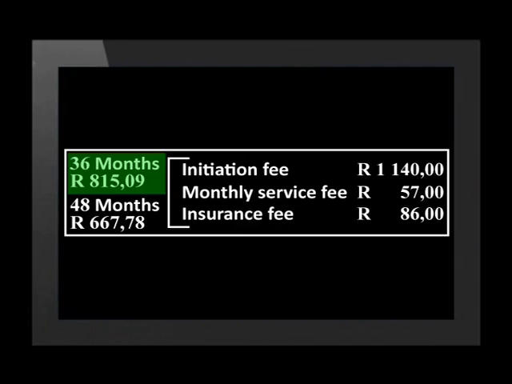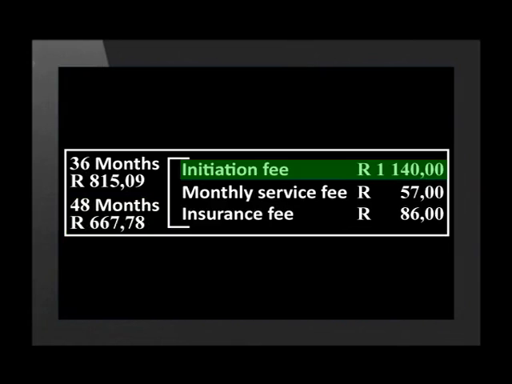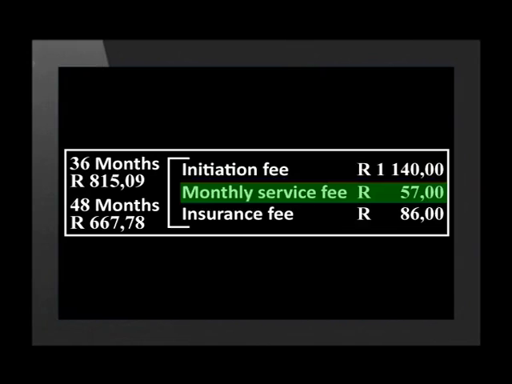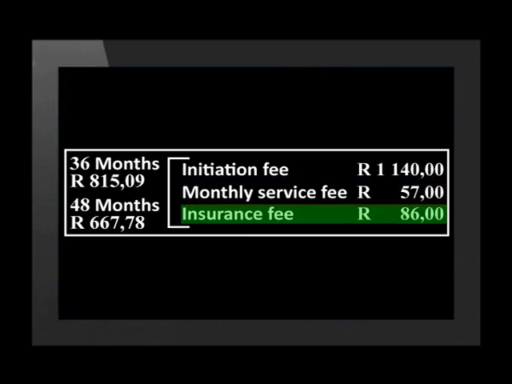The 3-year loan is paid over 36 monthly installments of 815 Rand and 9 cents. The 4-year loan is paid in 48 monthly installments of 667 Rand and 78 cents. Each of these loans have the same fees: a once-off initiation fee of 1,140 Rand, a monthly service fee of 57 Rand and a monthly insurance fee of 86 Rand.